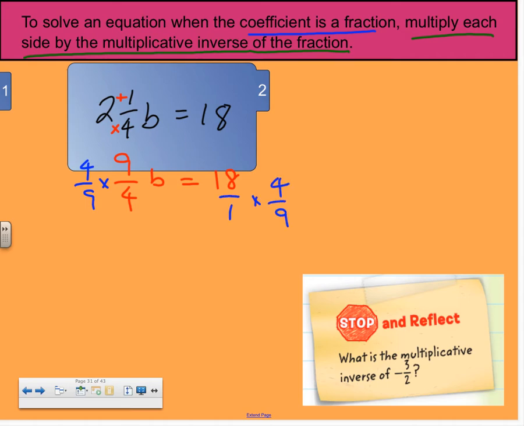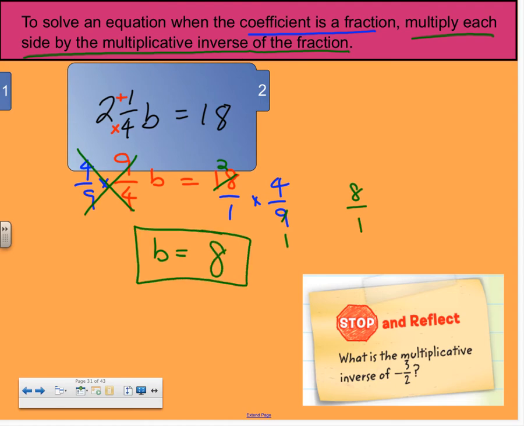And I can eliminate these two fractions because we know any fraction multiplied by its multiplicative inverse equals 1. 1 times b is simply b. Now, this is one where simplifying might come in handy. All right, if I know that 9 and 18 have a common factor of 9, 9 divided by 9 is 1, 18 divided by 9 is 2. Now I can do 2 times 4, which is 8, 1 times 1, which is 1, b equals 8, okay?